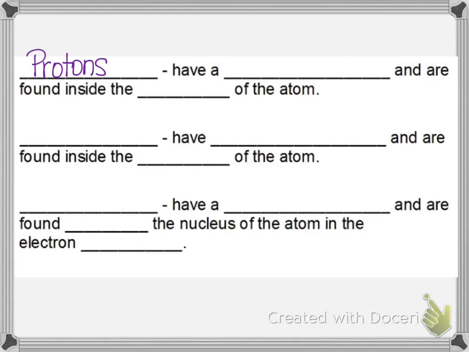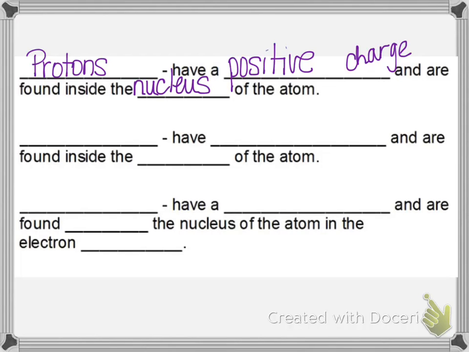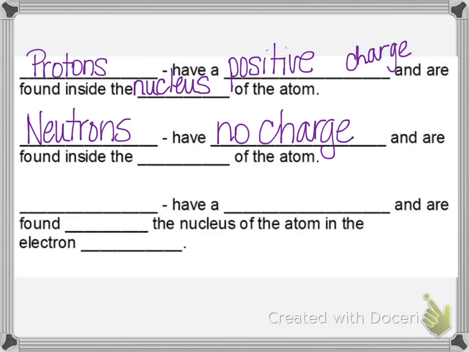The first thing we're going to talk about is protons, and protons have a positive charge. I think you just need to write positive. I typed out charge on your fun sheet. Protons are found inside the nucleus of the atom. Also we're going to talk about neutrons. Neutrons have no charge and are found inside the nucleus of the atom as well. So inside the nucleus you have protons, which are positive, and neutrons, which have no charge, or we call those neutral.